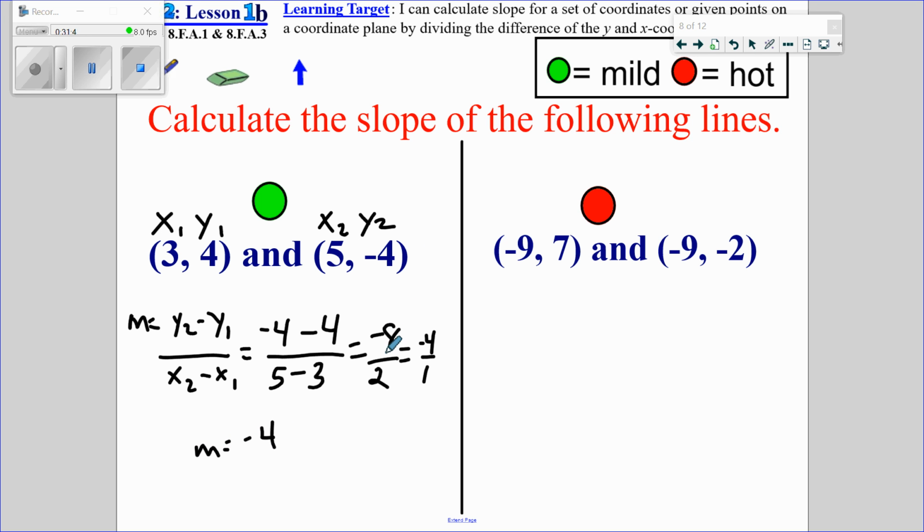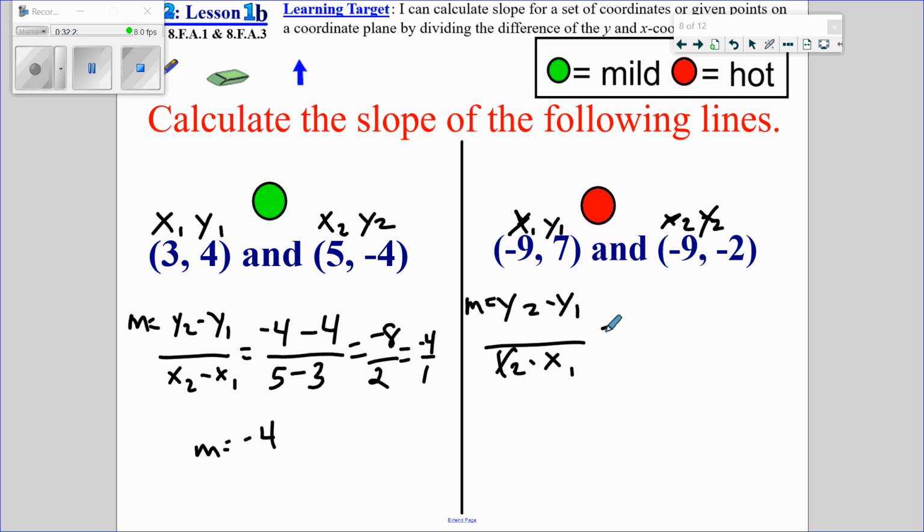This means I went down 8, 2 to the right. Then it got reduced to down 4, 1 to the right. Here we go. Again, we don't have the formula, so we're going to write it. m equals y2 minus y1 over x2 minus x1. Always label your points. Let me fix this x so you don't get confused. x2 minus x1, and this is y2.